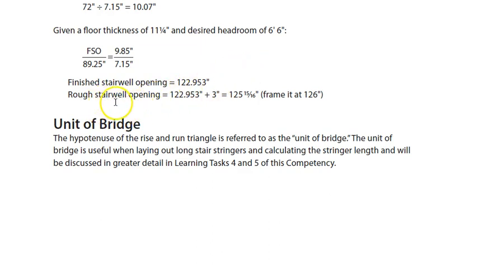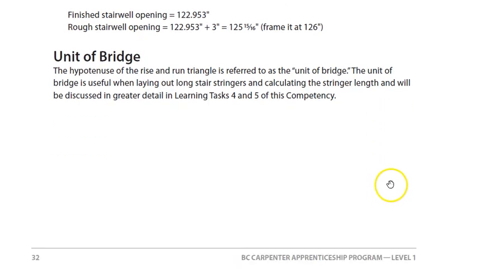The rough stairwell opening, again, is with the number we just found for the finish, and we're going to add the 3-inch allowance for finishes. So we're going to make it a little bit wider for the rough framing. There's your answer. We talked briefly about the unit of bridge. Unit of bridge is useful when laying out long stair stringers and calculating the stringer length, and will be discussed in greater detail in learning tasks 4 and 5.